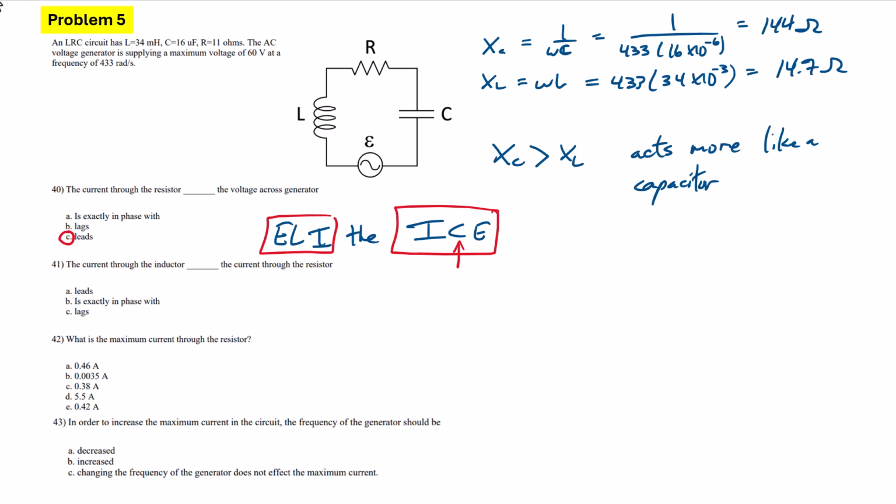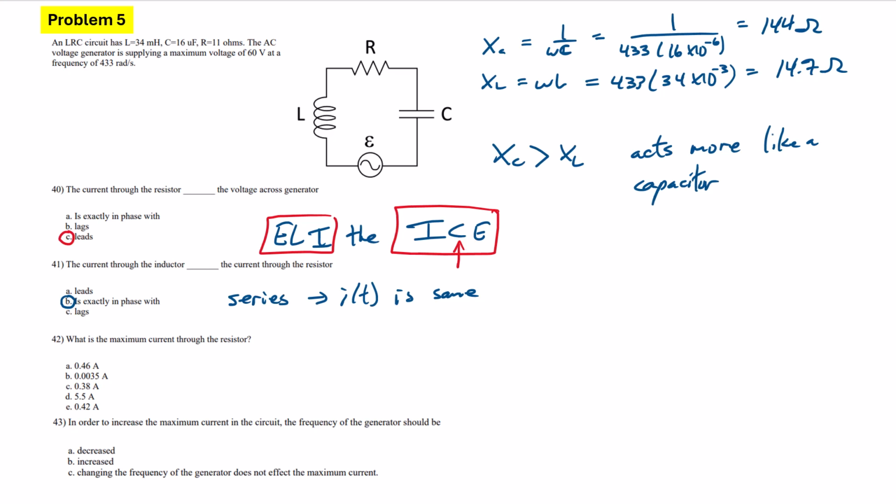Next question says the current through the inductor, they compare it to the current through the resistor. Since this is a series circuit, one thing we need to know is that the current is the same everywhere. It doesn't matter if you're looking at the generator, the inductor, or the wires, it is in phase everywhere. There is no phase difference between the currents in the various elements. All right, next problem says, what is the maximum current through the resistor?